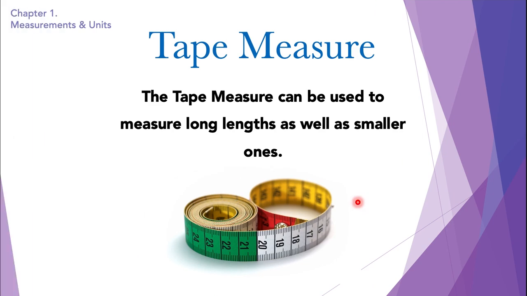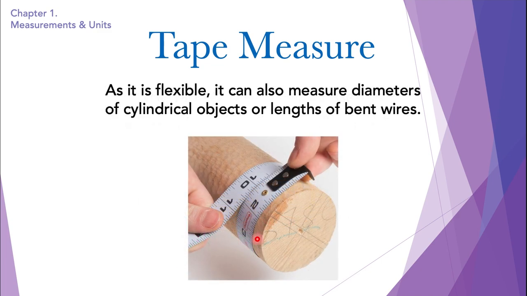So the tape measure can be used to measure long lengths as well as smaller ones. By smaller, we mean 1 millimeter. This is the smallest value a tape measure and a meter rule can measure. To measure even smaller ones like micrometer, we use other tools like the Vernier Calipers and the micrometer screw gauge. But for now, let's stick with tape measure. The tape measure can be used to measure long lengths as well. And because the tape is flexible, it can also measure diameters of cylindrical objects or lengths of bent wires. Okay, so this was the tape measure and the meter rule.